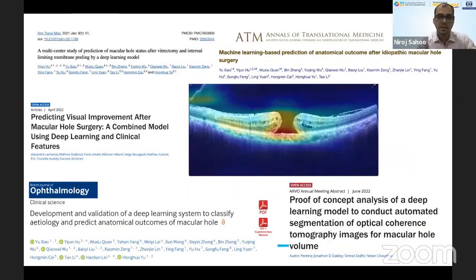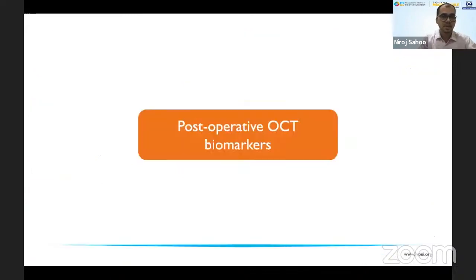There are several other deep learning models that have been developed and used to prognosticate closure rates. I'll not go into detail, but these are some of the examples that have shown a very nice correlation with the closure rates and visual acuity outcomes.